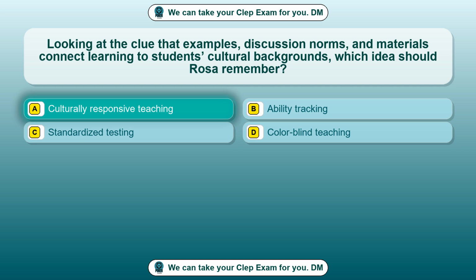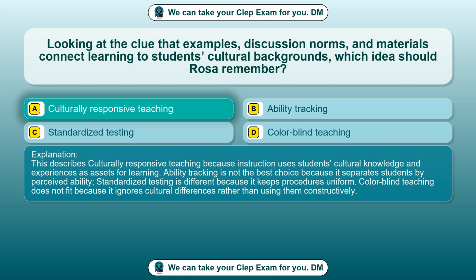Culturally responsive teaching. This describes culturally responsive teaching because instruction uses students' cultural knowledge and experiences as assets for learning. Ability tracking is not the best choice because it separates students by perceived ability. Standardized testing is different because it keeps procedures uniform. Colorblind teaching does not fit because it ignores cultural differences rather than using them constructively.